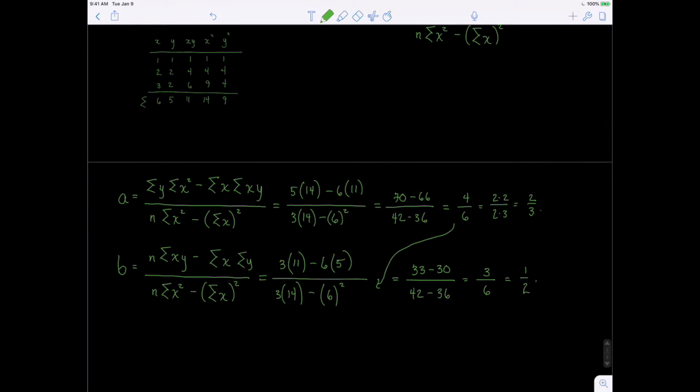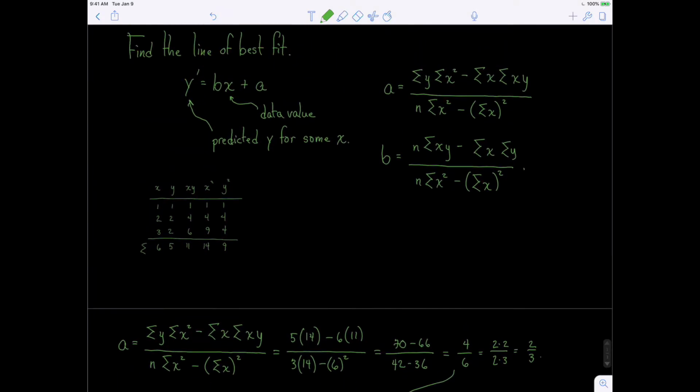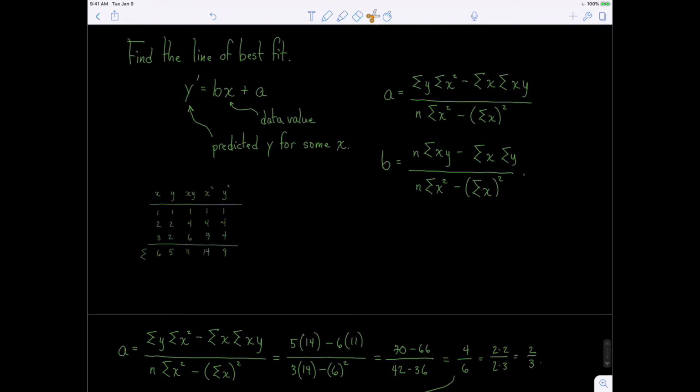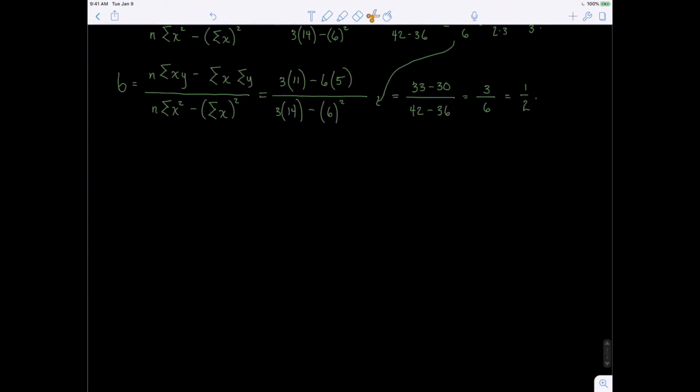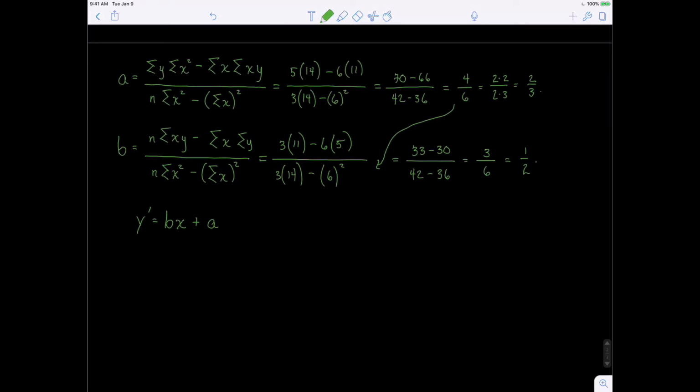Whoa. All right. Now let's come back up here, because all of that work, that wasn't really work, it was more just calculations. All those calculations were so that we can write the line of best fit. So let's write that now. Let's bring that up here. And now all we do is use our A and B. We found B is 1/2, so I write 1/2. The X stays in there, plus the A, we found that to be 2/3.